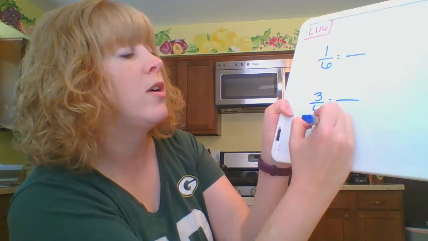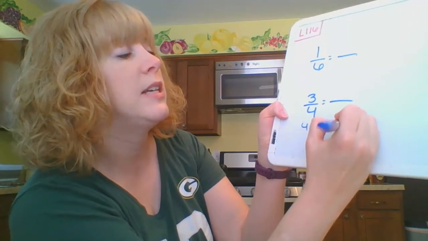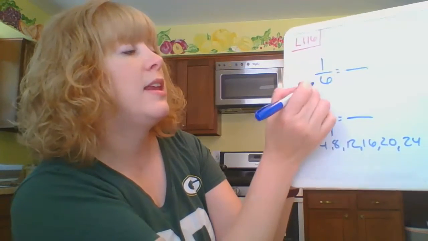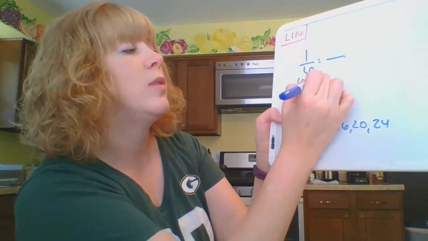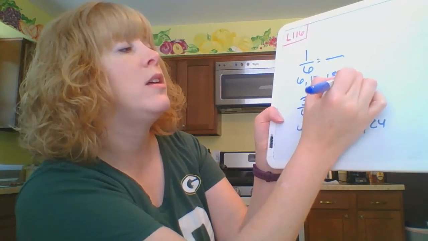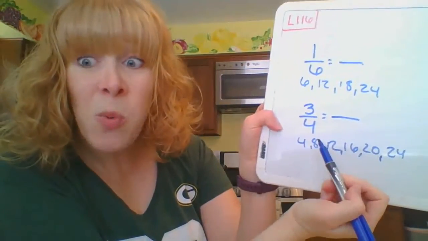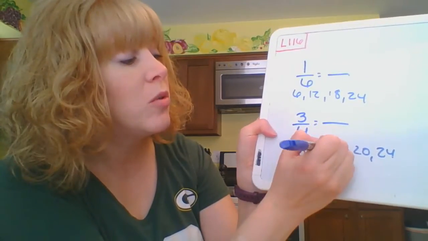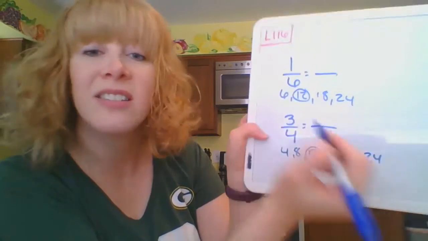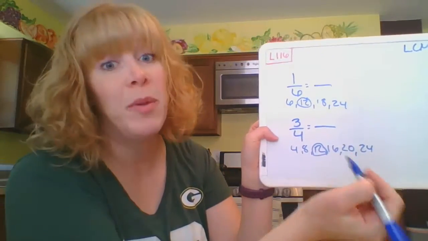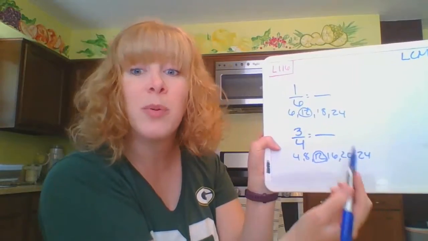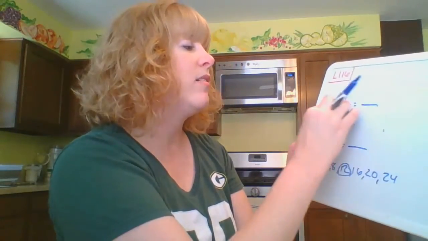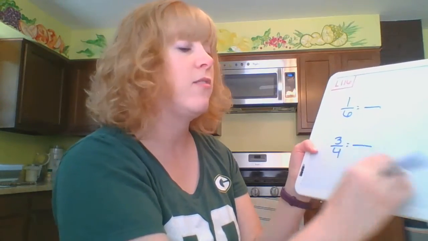So I have 4, 8, 12, 16, 20, 24. And then here I have 6, 12, 18, 24. 24 appears in both of them. However, so does 12, and that's smaller. That's my least common multiple. 24 is a common multiple, but 12 is my least common multiple. So 12 is the denominator that I'm going to be looking for.